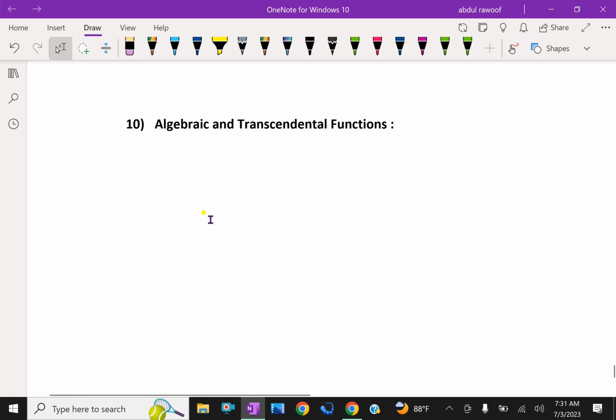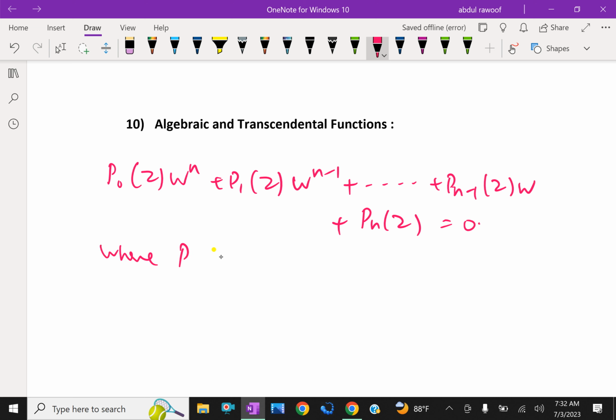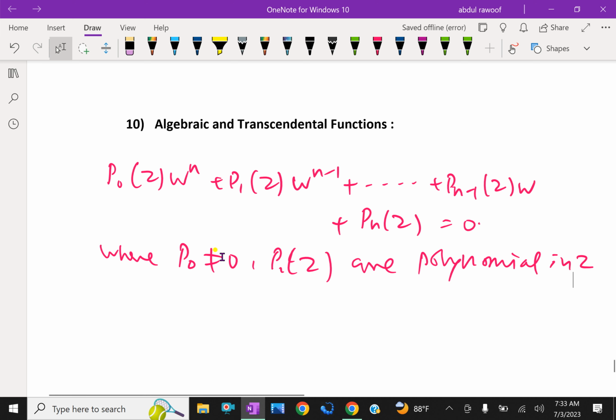Next, algebraic and transcendental functions. If w is a solution of a polynomial equation, p of 0 of z w power n plus p of 1 of z w power n minus 1 plus dot dot plus p of n minus 1 of z w plus p of n of z equals 0, where p of 0 is not equal to 0 and p of k of z are polynomials in z, then it is called an algebraic function; otherwise it is called a transcendental function.